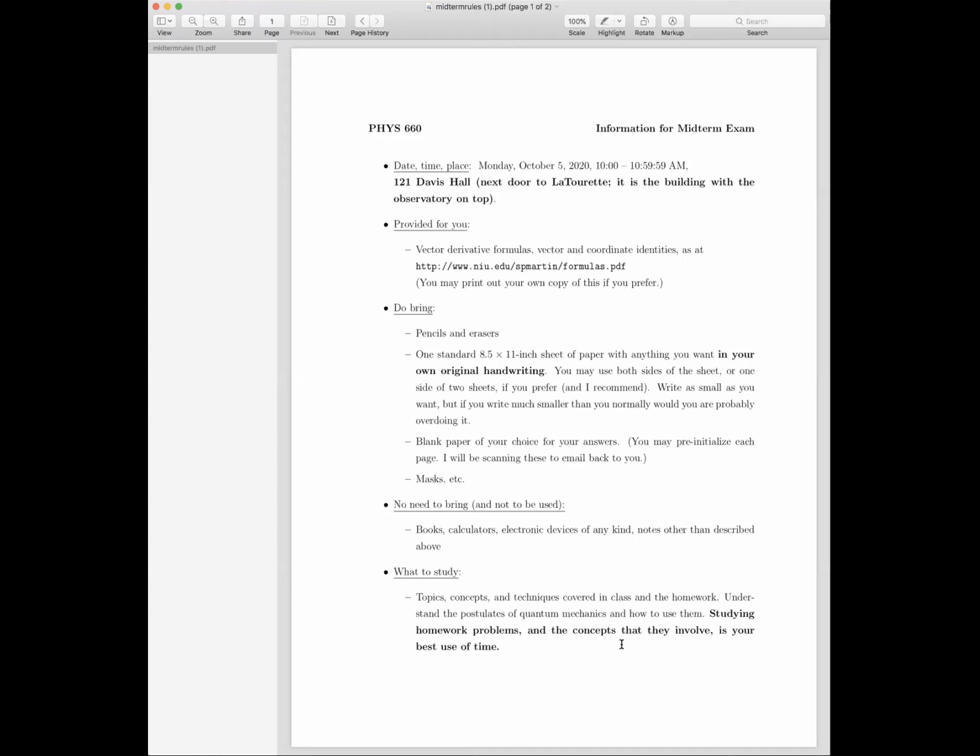And then what to study, I think I've mentioned this last time, but start with the homework. You should also understand the postulates of quantum mechanics and how to use them. That was sort of the core of the class up until now. And so if you do study from the notes, studying the postulates of quantum mechanics is probably the best place to go.